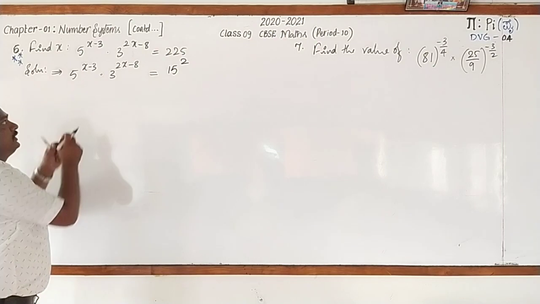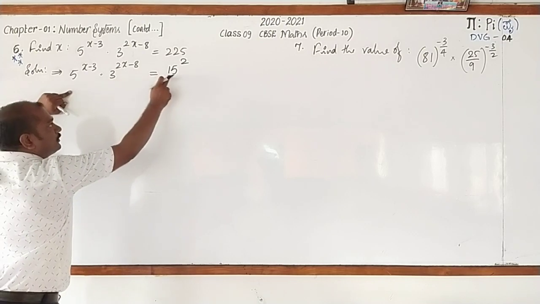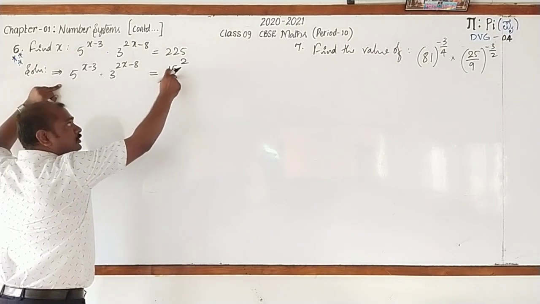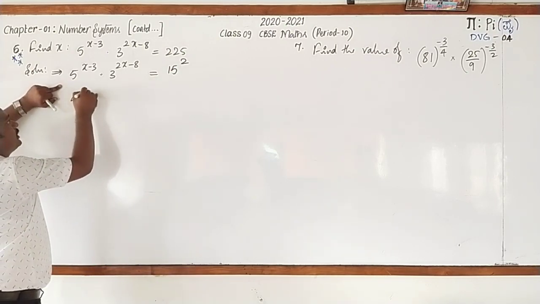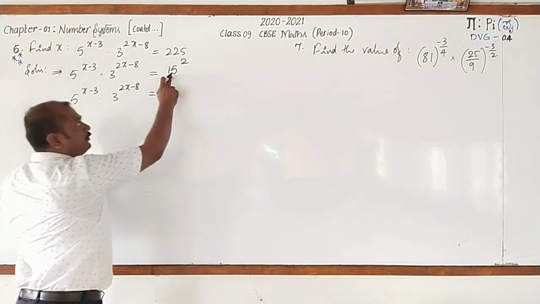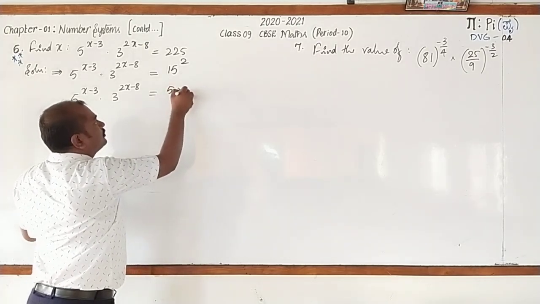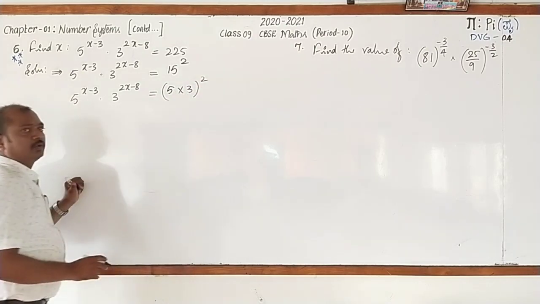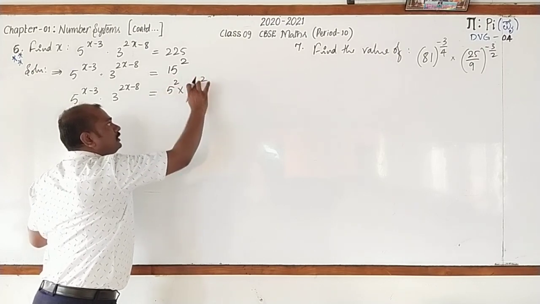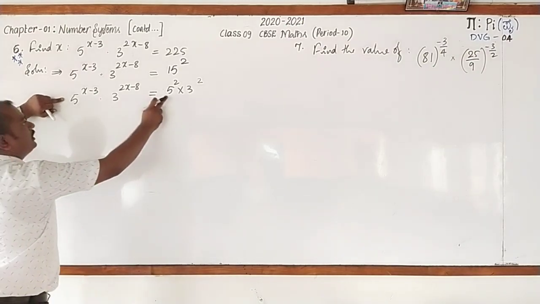Now you just observe. Yes, there is a relationship among these three terms. Here 5, 3. Here 15. We know that 5 threes are 15. Hence, it should be split up. 5 raised to the power x minus 3 into 3 raised to the power 2x minus 8 is equal to 15, which can be written as 5 into 3, since 5 threes are 15, whole square. Now I am applying the square directly. Here 5 square, here 3 square. Clear? Okay.